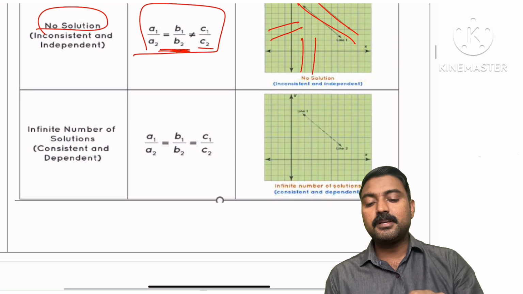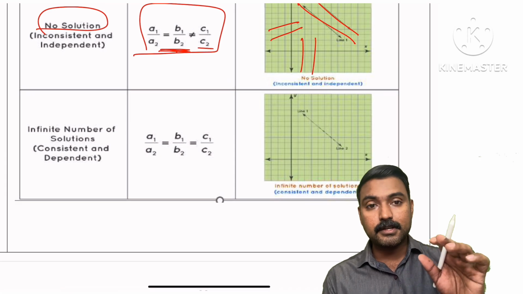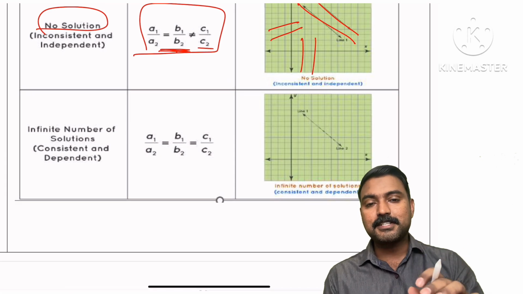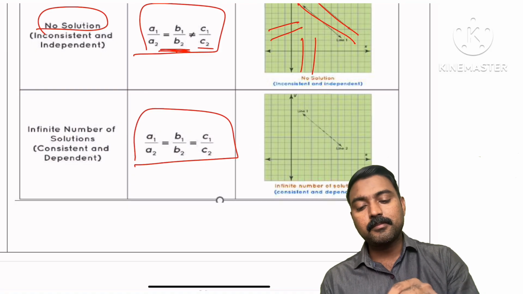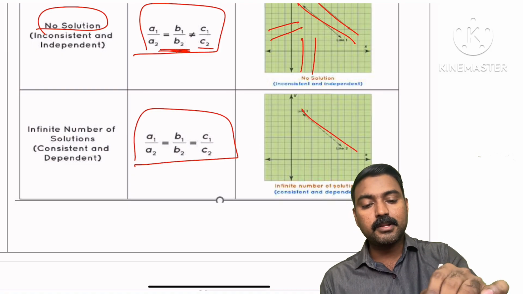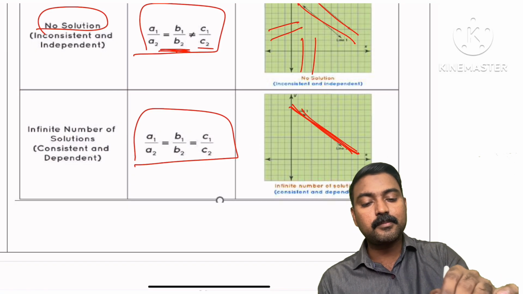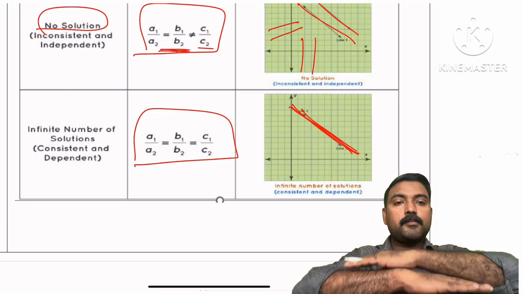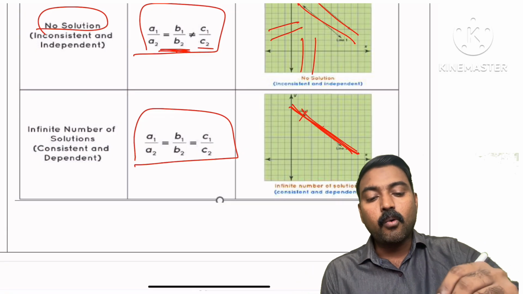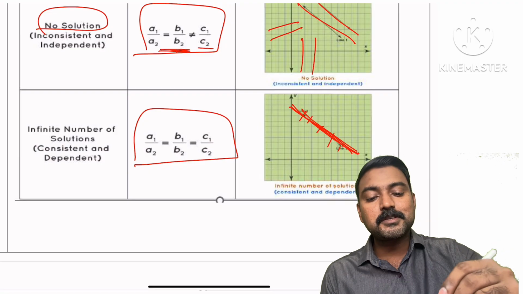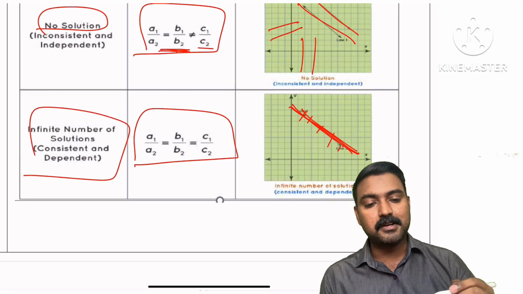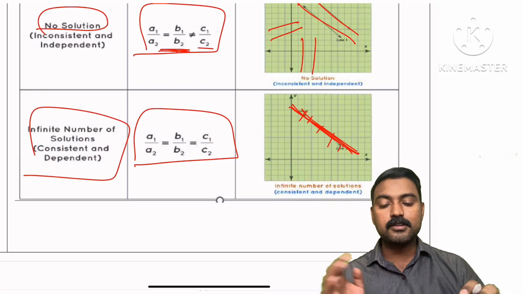The next condition is infinite number of solutions. If all ratios, a1 by a2, b1 by b2, c1 by c2, are equal, then the lines will be coincident, two lines will be together, one upon another. Then all are intersecting points, which means infinitely many solutions are there. There is no unique solution, but all are solutions.